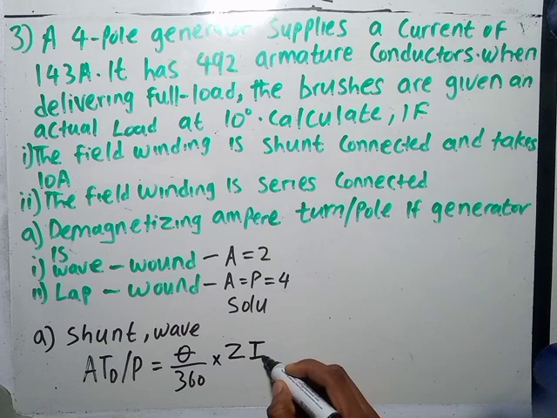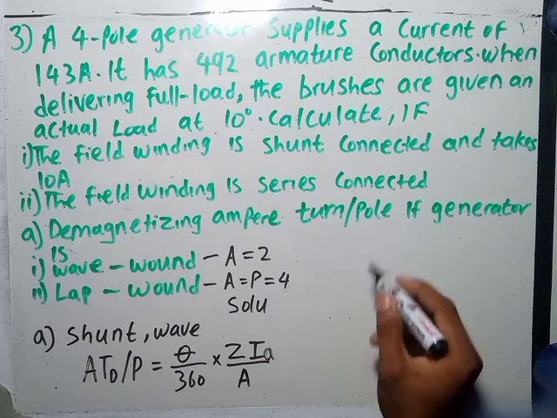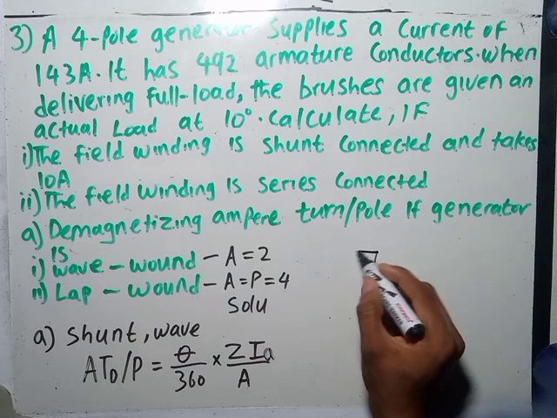Now all this while we have been using our I just like that because we are considering a general case. But in this case, when they are specific about it being shunt, the current we use is our armature current. We use our armature current in this case because it is the total current. While in series, like we said, all our current is equal.